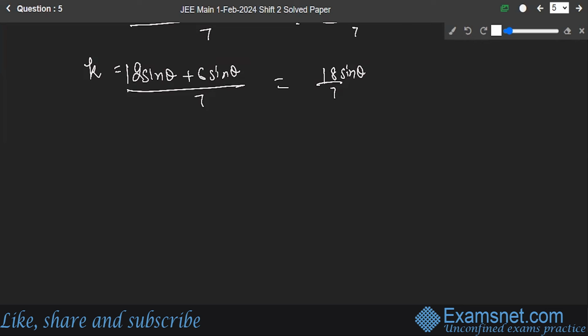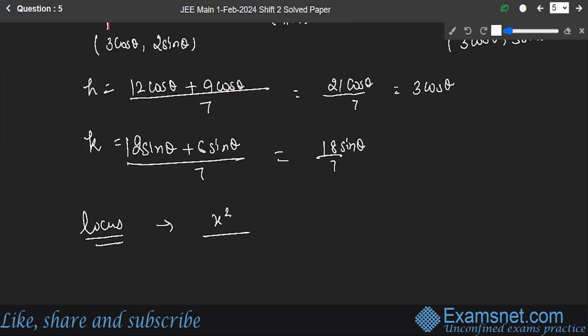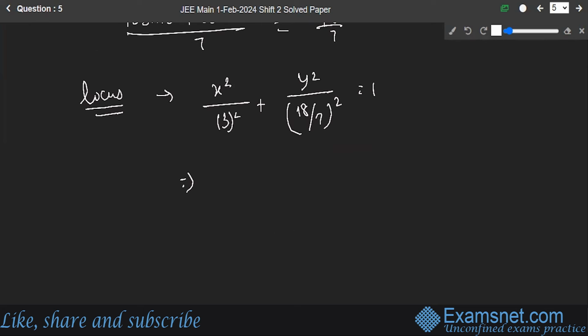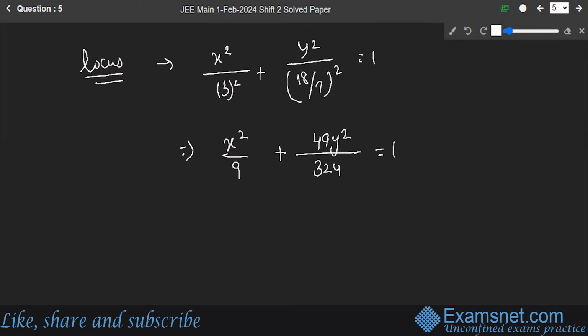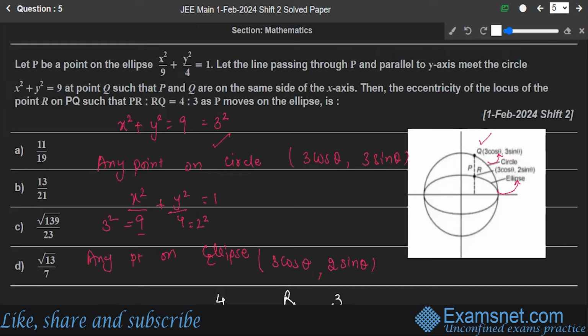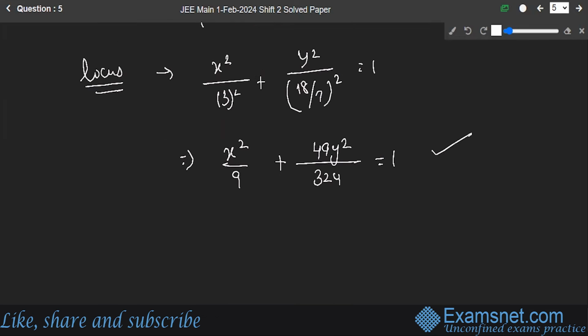Now, the locus of this point will be given by x square upon 3 square, y square upon (18 by 7) square is equal to 1, which gives x square upon 9 plus 49 y square upon 324 is equal to 1. We had to find the eccentricity of the locus of the point R, so I have to find the eccentricity of this locus.